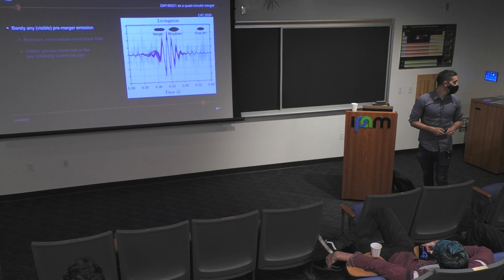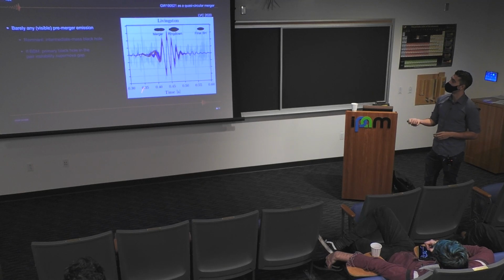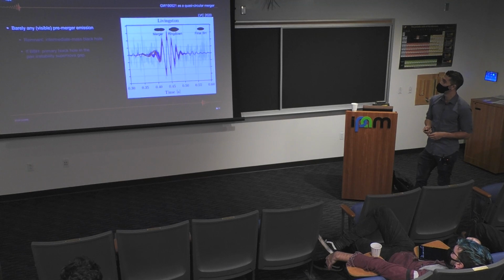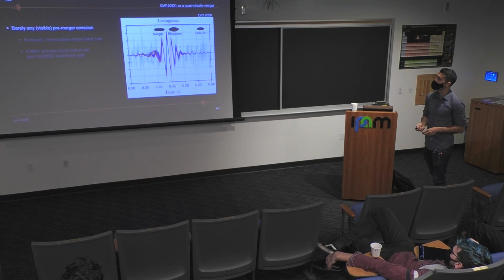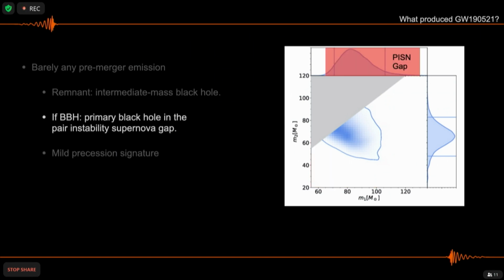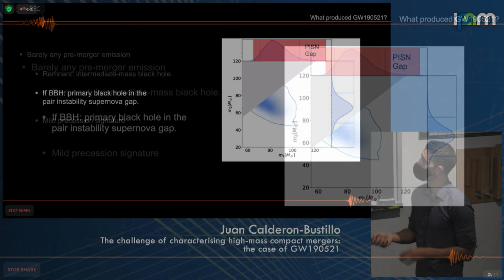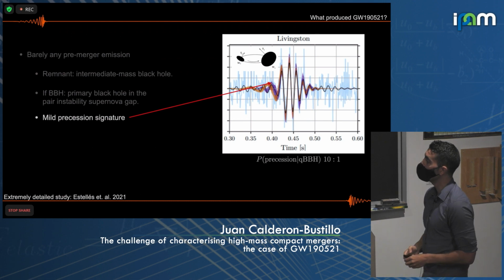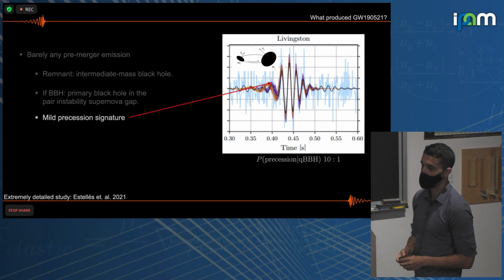So anyway, now you go about analyzing this event under the vanilla assumption of a quasi-circular binary. This is what the LIGO and Virgo collaborations did. And then you find out that the remnant is an intermediate mass black hole. So the posterior distribution for the final mass is well above 100 solar masses. You have a primary black hole that is perfectly populating the pair instability supernova gap. And you find a mild signature of precession in such a short inspiral.